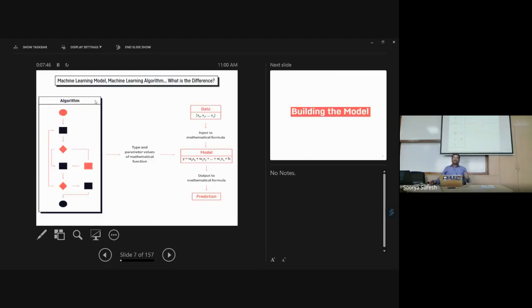So here, Surya, can you switch off those fans?